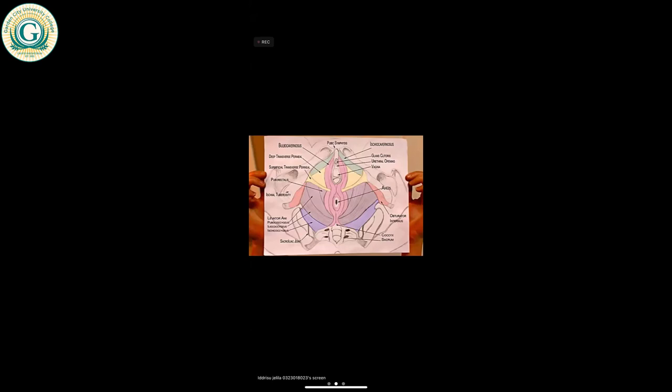Sister, I heard something like it covers the obturator internus muscle. Yes, I said it originates from the fascia, the pelvic fascia, covering the obturator internus muscles. It covers the obturator internus muscles.